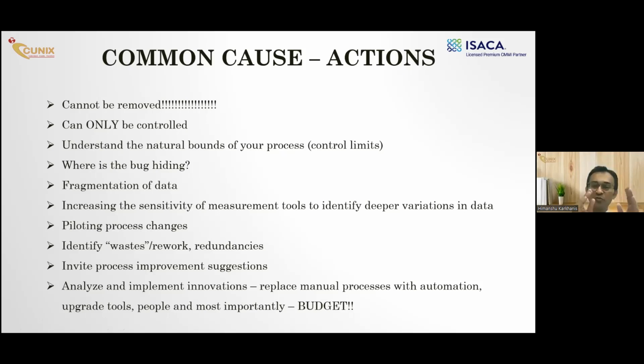Controlling common cause of variation is not always cheap. So make sure that you have adequate budget to deal with this type of variation as well.